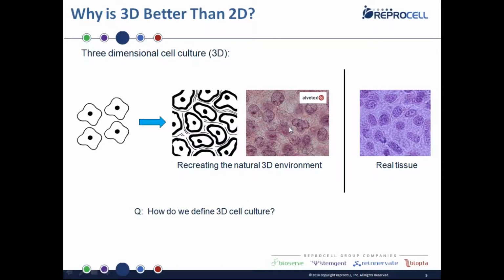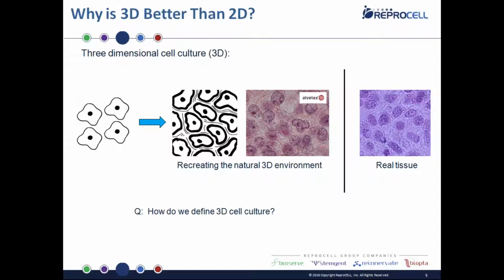Now, what we have achieved with Alvetex is that we have managed to reconstitute an environment where the cells grown in Alvetex are a lot more in contact with the neighbors, and this is therefore a lot more like a three-dimensional in vivo environment.